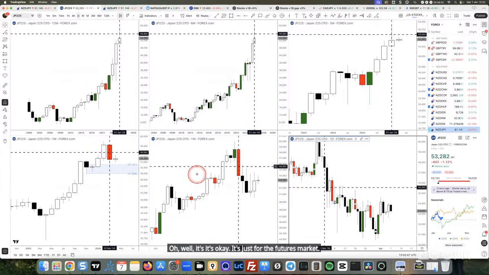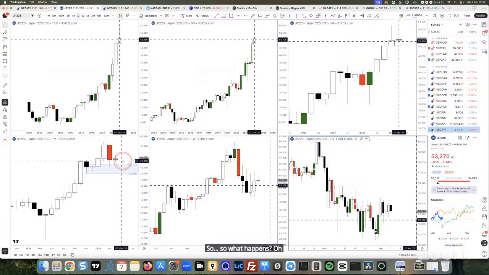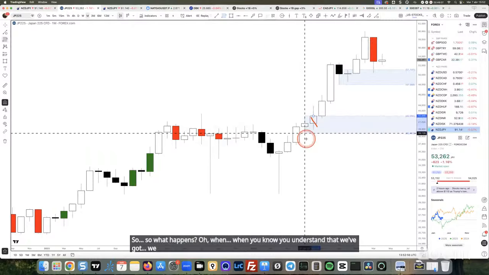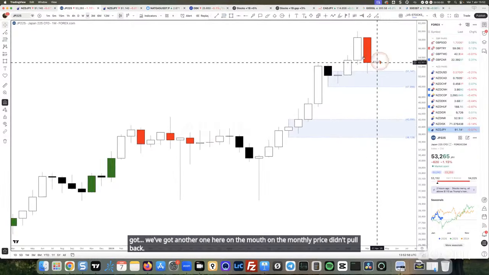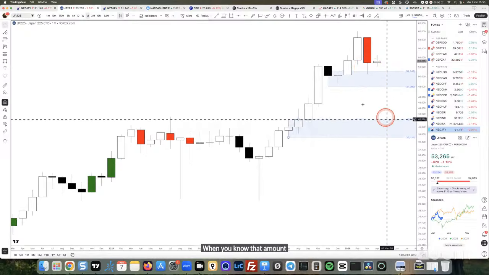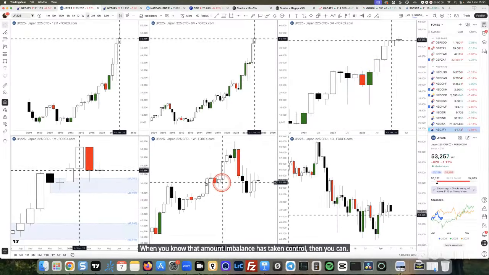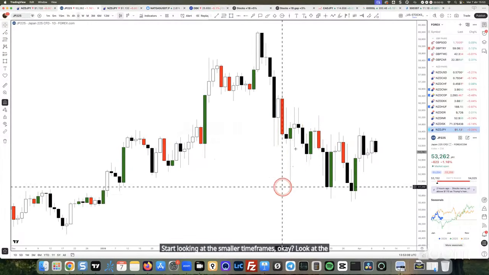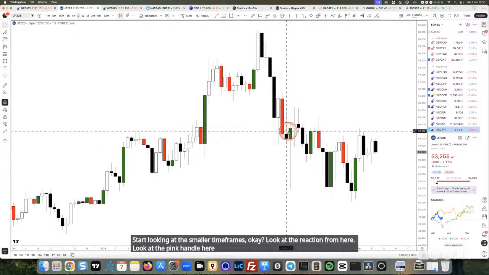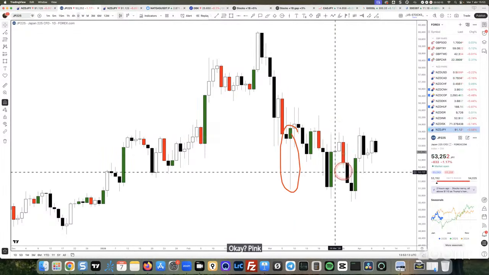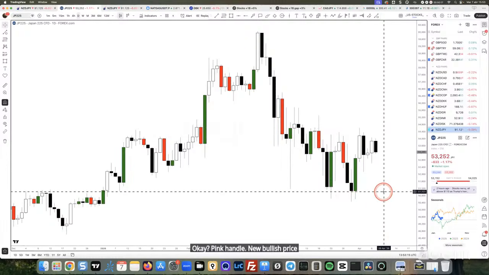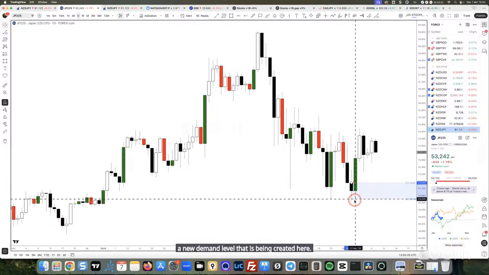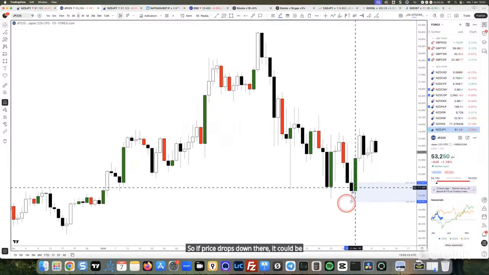So what happens? When you understand that we've got another one here on the monthly, price didn't pull back. When you know that a monthly imbalance has taken control, then you can start looking at the smaller time frames. Look at the reaction from here. Look at the pink candle here. Okay, pink candle, new bullish price action, and now we've got a new demand level that is being created here. So if price drops down there, it could be a nice opportunity to buy again.